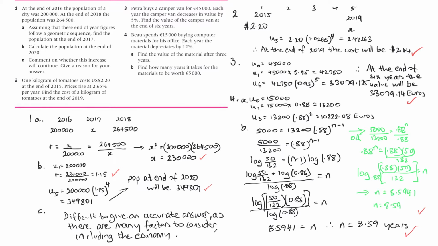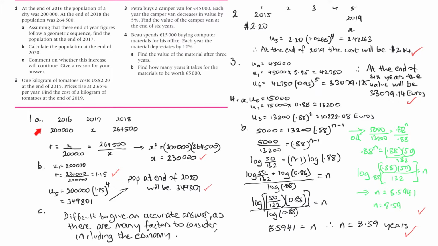Let's have a look at exercise 10b, page 466. 1. At the end of 2016, again, at the end, the population of a city was 200,000. At the end of 2018, end of, the population was 264,500. A. Assuming that these end-of-year figures follow a geometric sequence, find the population at the end of 2017.